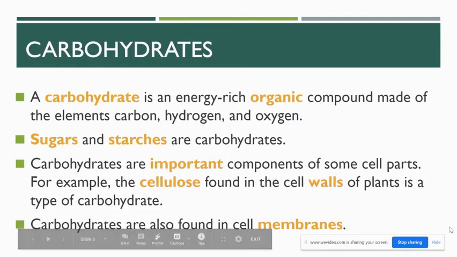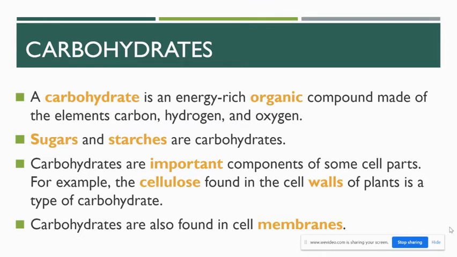So getting into the chemical compounds in cells or in living things, these are the important compounds that we need to be able to function and make up a lot of things in our body. So a carbohydrate is an energy-rich organic compound made of the elements carbon, hydrogen, and oxygen. So those three elements are chemically combined and then create this carbohydrate. Examples are sugars and starches. So like potatoes, pasta, bread, those are all starches. And then any sugary food is considered a carbohydrate.